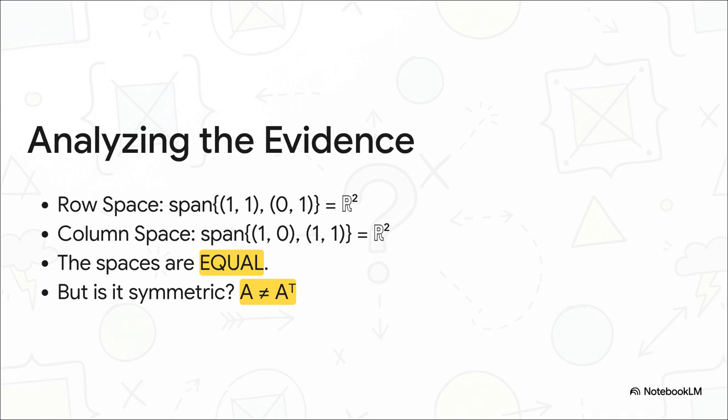So the row space is R squared. Now the columns. (1, 0) and (1, 1). Hey, same story. Also linearly independent. So the column space is also R squared. So yes, the spaces are equal.